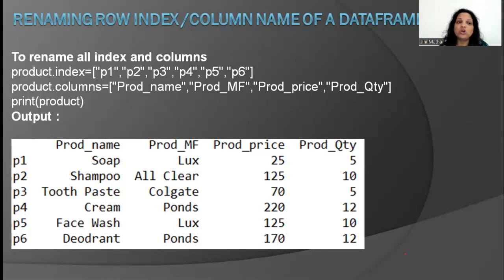Similarly, I wrote product dot columns and I gave a list of column headings. Can you see all my column headings have changed? But the number of elements that you write here should be matching. So how many you wrote here? 4. So there should be 4 columns. How many did you write here? 6. So there should be 6 rows. Is that clear? So I hope the drop method and the rename method both are very clear to you.